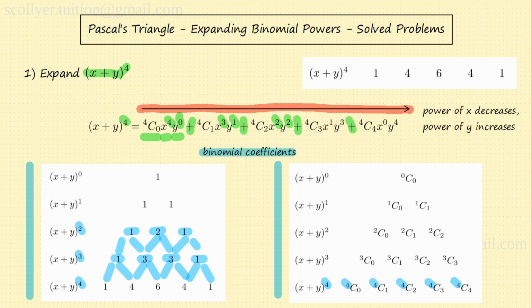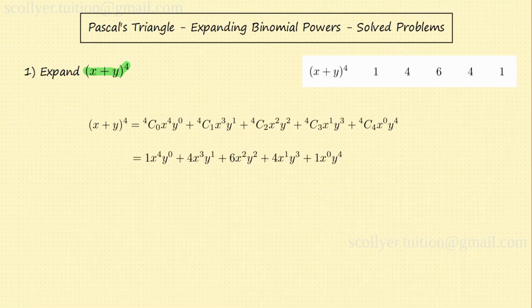The number at the bottom corresponds to the power of y in the corresponding coefficient. So for the first term, we would have y to the power 0. For the second term, we would have y to the power 1, and so on. So expressed using the names of the coefficients, x plus y to the power 4 looks like 4C0 x to the 4 y to the 0 plus 4C1 x to the 3 y to the 1, and so on.